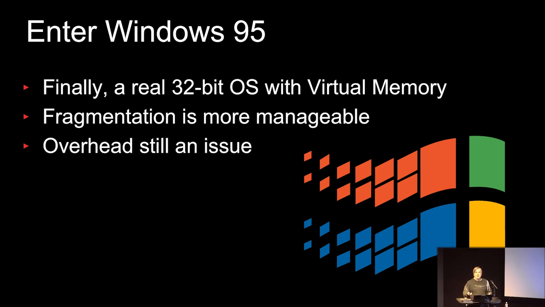If you didn't have a block big enough, you could page out and get a new page, and now fragmentation is suddenly a performance problem rather than a correctness problem. Heap overhead was still an issue for us.